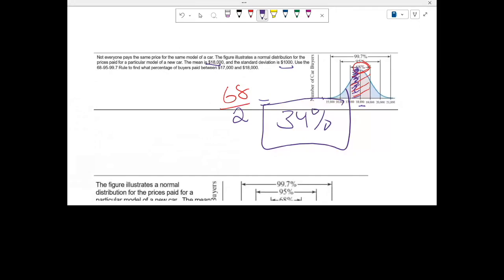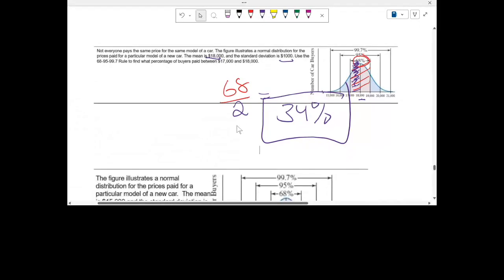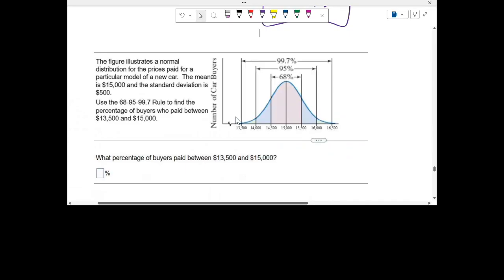Okay. Let me keep scrolling down here, y'all. Same kind of setup. Okay, let's take a look. My average, still 15,000. Okay, here we go. Ooh, but look, now my standard deviation is only 500. Okay, we want to know, use the 68, 95, 99.7 rule to find the percentage of buyers who paid between 13,500 and 15,000. So y'all, we're looking for what percent paid in that region.